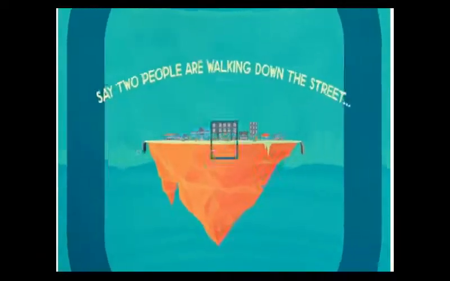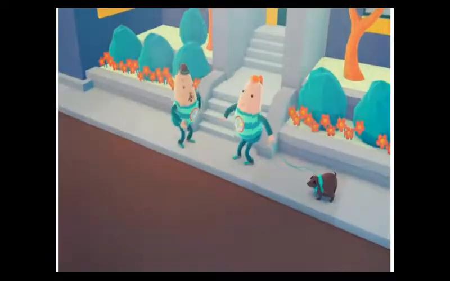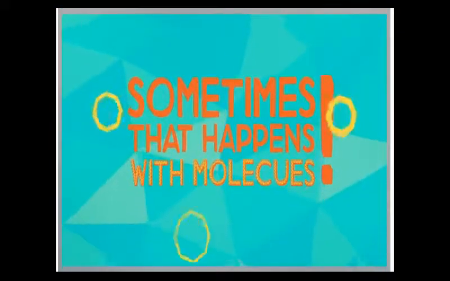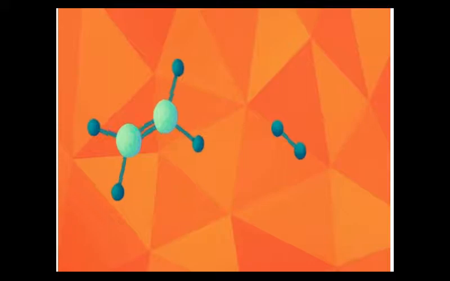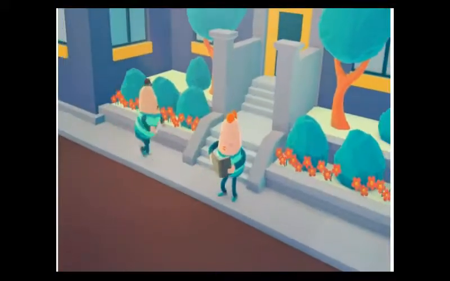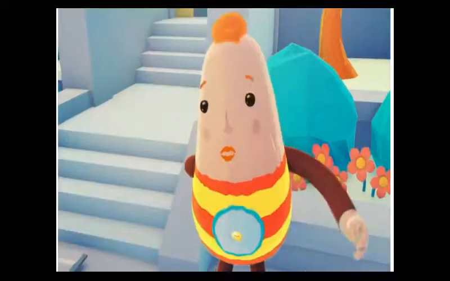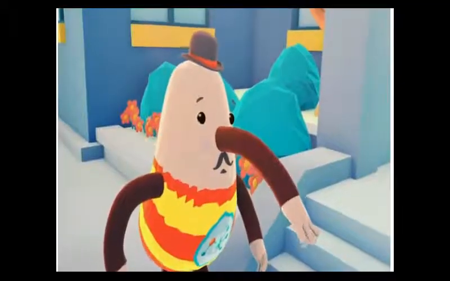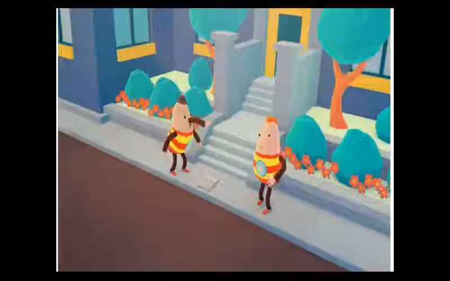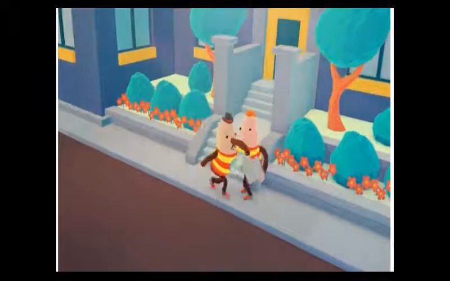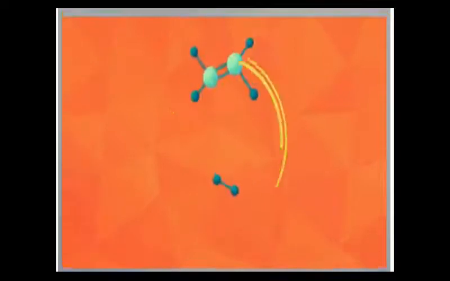Say two people are walking down the street and they bump into each other. They'll just shake it off and walk on. Sometimes that happens with molecules too. They just bounce off each other and that's that. But what if two people were to bump into each other and during that collision, one person's arm got severed and reattached to the other person's face? Now that sounds really weird, but it's similar to one of the many ways that molecules can react with each other.